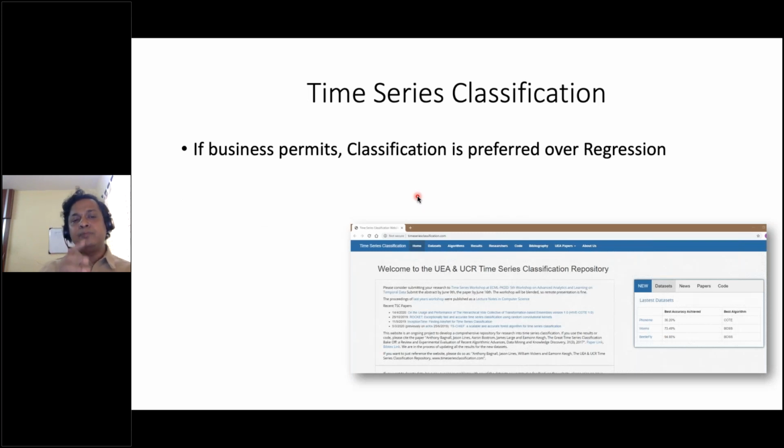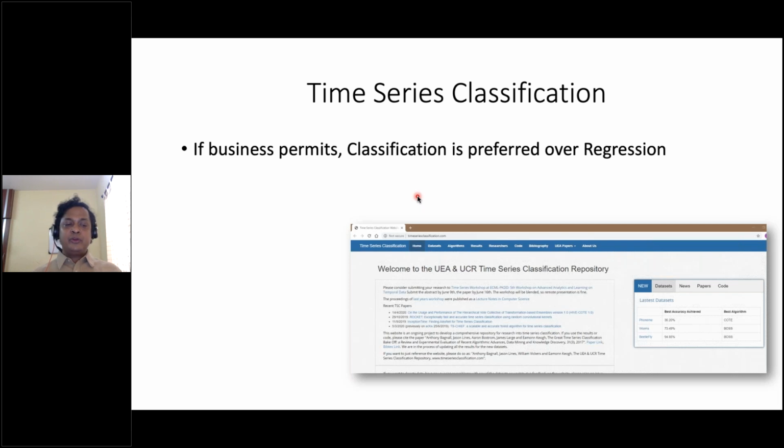So now, there are regression approaches and there are classification approaches. What should we pick up? This is from my experience. If the business permits, if the problem statement permits, always prefer classification over regression. We can think about regression as a classification with an infinite number of classes. So classifications are always easier to implement, easier to maintain, and easier to understand.